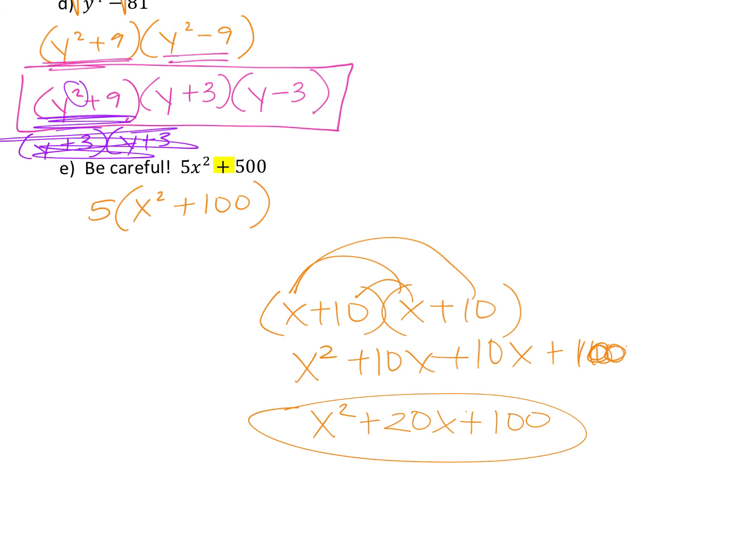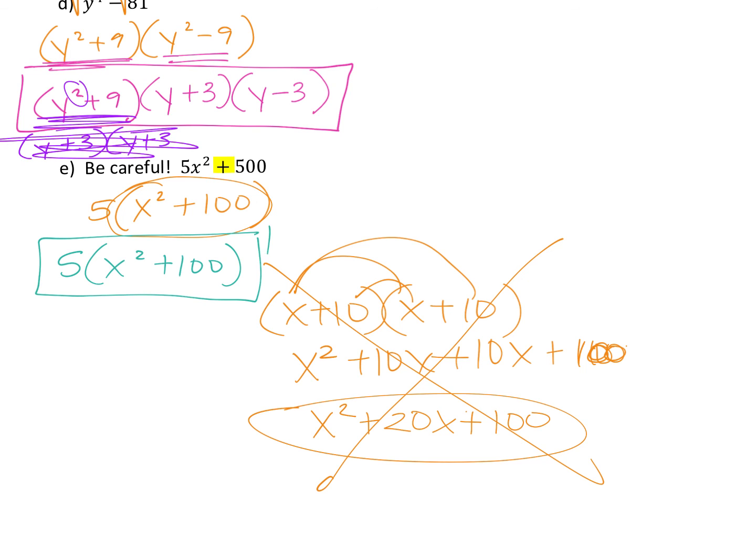This is not that, right? They're not the same thing. So you cannot do that. So your answer on this one is actually just what we have there. 5 times x squared plus 100 cannot be simplified at all. So pay attention to your symbol. If it's a subtraction, that's when we can do difference of squares, one plus and one minus. But when it's addition in there, you can't do that. Any questions on that?